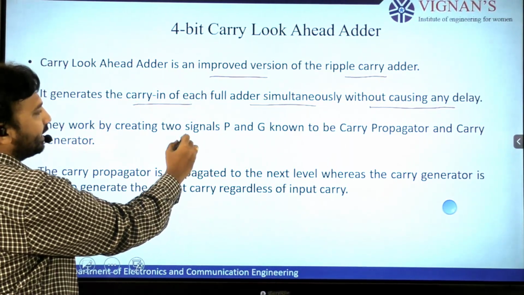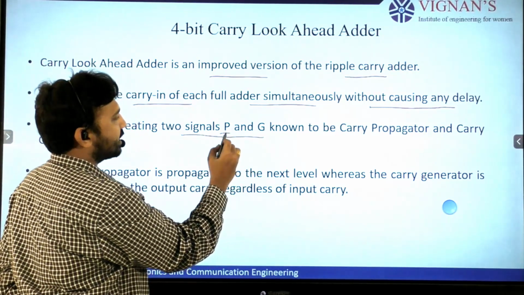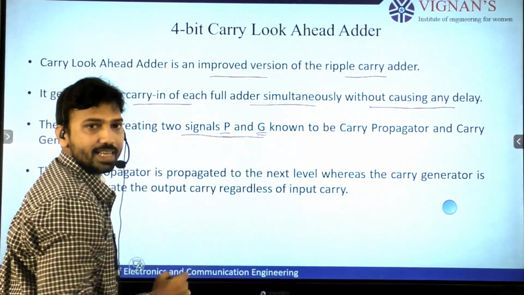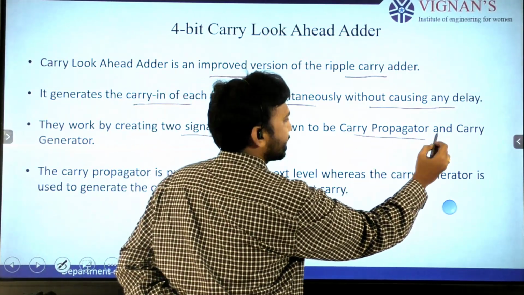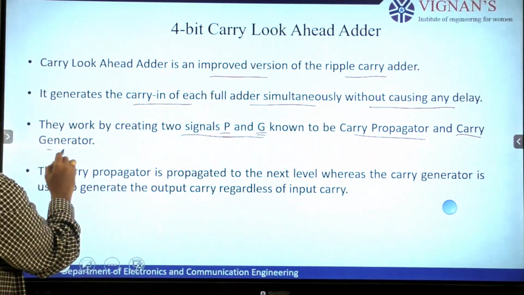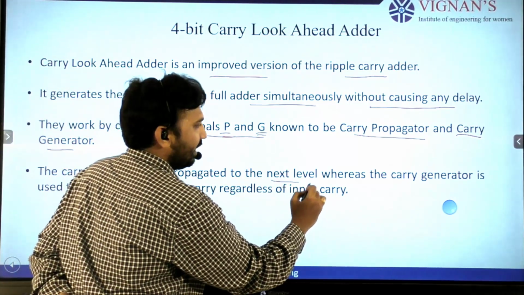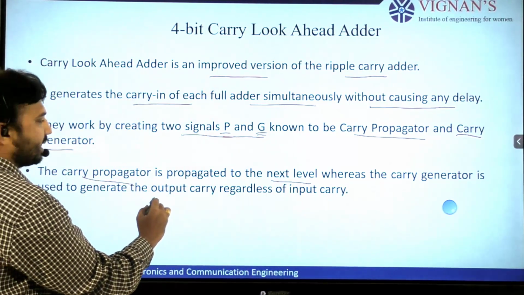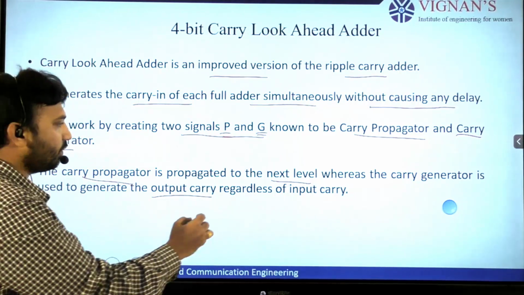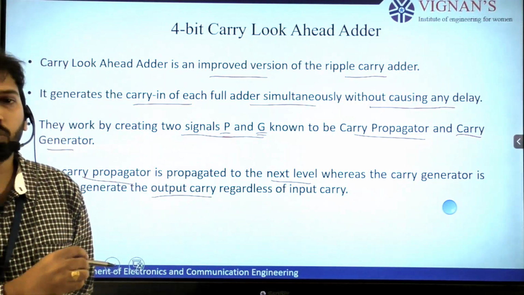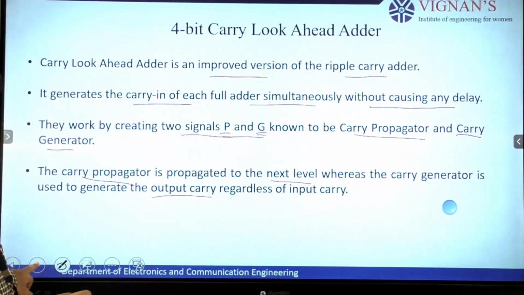So they work by creating 2 signals. There are 2 signals, that is P, that is propagate, and the next one is G, that is generate. So carry propagator, and the next one is carry generator. The carry propagator is propagated to the next level, whereas the carry generator is used to generate the output carry regardless of the input carry. That is the main reason why the delay will be reduced.